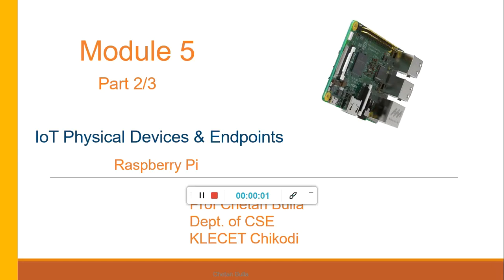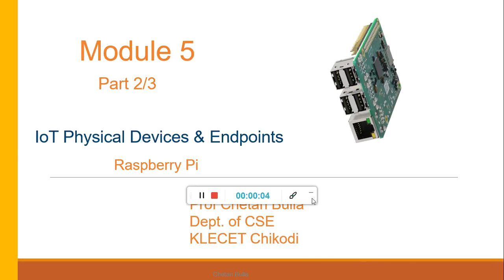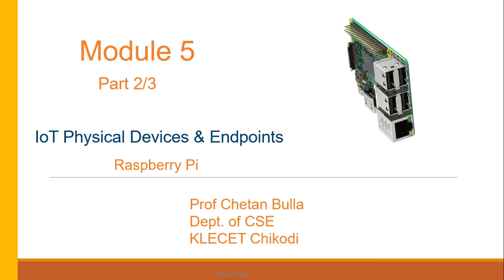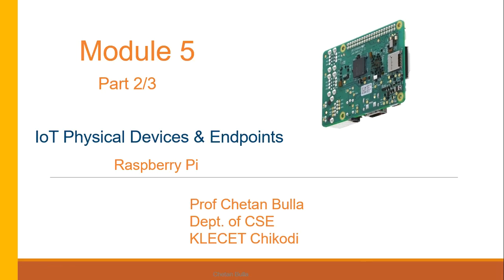Good morning, everyone. Today we are going to discuss part 2 of module number 5, that is IoT physical devices and endpoints. The main concept we are going to learn here is the Raspberry Pi.